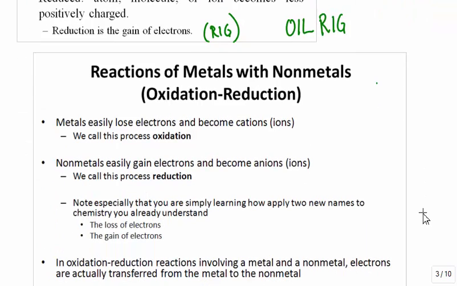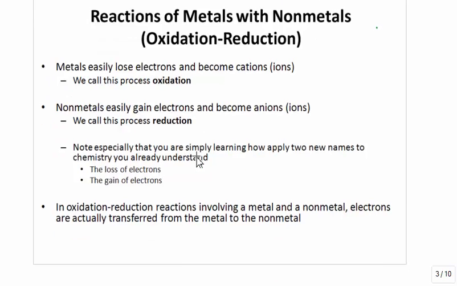Now, in many cases, it's very simple to recognize these redox reactions because there's a change in charge of a metal or an ion. And we know that metals have a tendency to lose electrons, becoming cations. This is, again, our process of oxidation, whereas nonmetals have a tendency to gain electrons, becoming anions, which we call reduction. So we need to remember the difference. Oxidation is loss of electrons and reduction is gain.